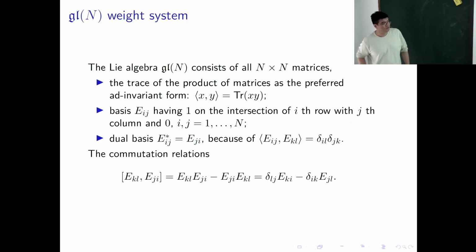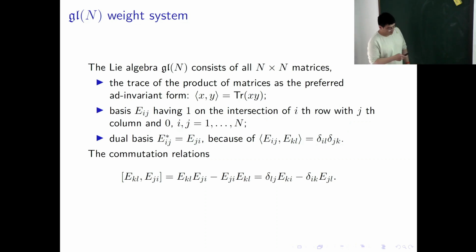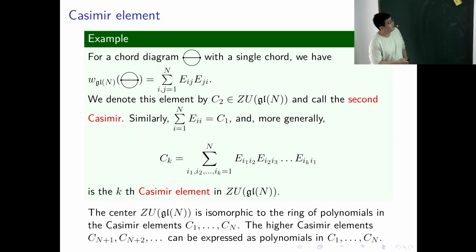So I want to say that for this GLN weight system, it was known that under the standard representation, that's the weight system. But we don't know how to calculate it in the universal enveloping algebra. So next, I'm going to talk about some structure of the center of the universal enveloping algebra of GLN.